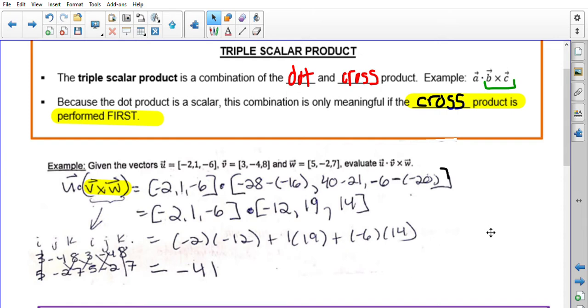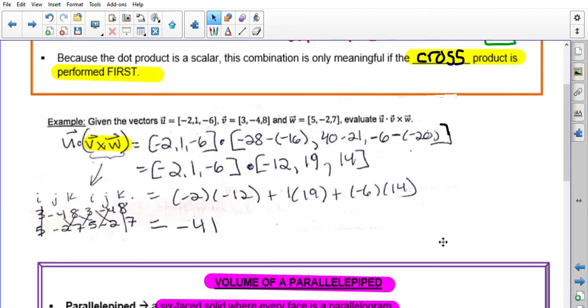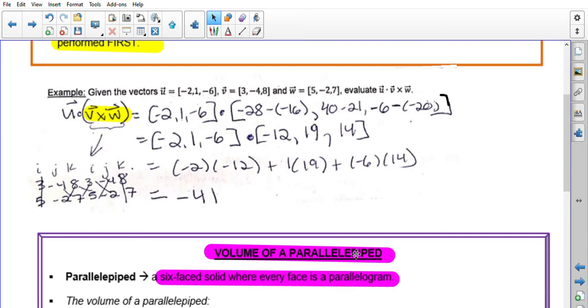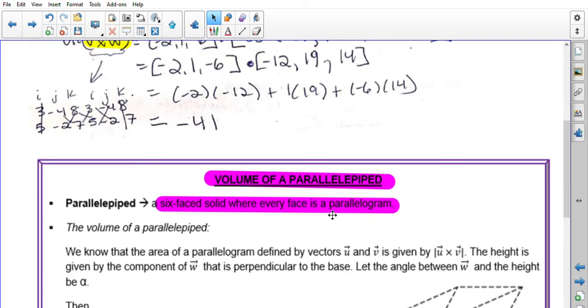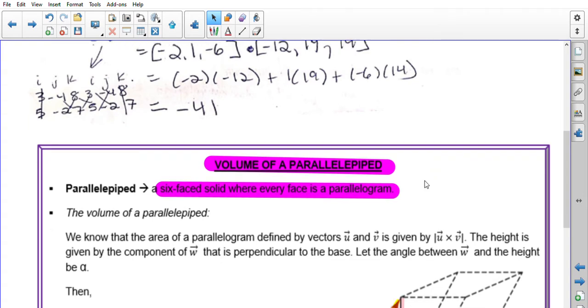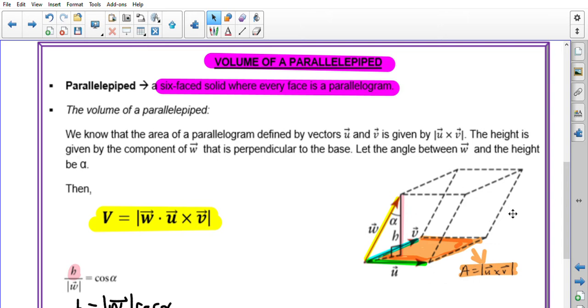So I'm sure you're probably wondering, okay, we found this number, but what is the significance of the triple scalar product? And this is what it is. If I ever ask you to find the volume of, and then this is going to be our new shape, I know this looks like a crazy word, the parallelepiped. Basically, think of it as a rectangular prism, but instead of having rectangular faces, it has parallelograms as its faces. Okay, so a 6-face solid where every face is a parallelogram.